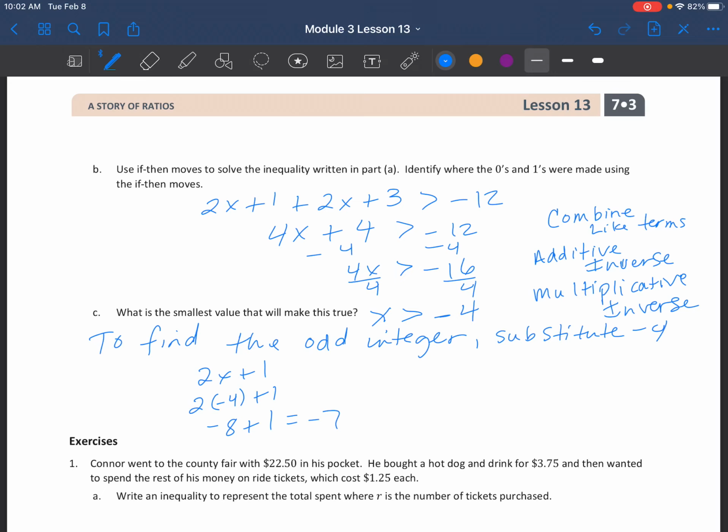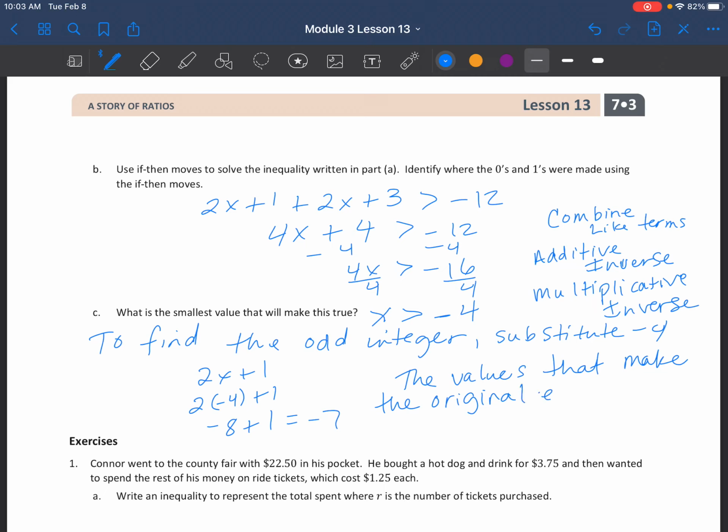So the value to make this original inequality true, let me try that again. The values that make the original inequality true are greater than negative 7, right? Therefore, the smallest, right, would be negative 5 and negative 3.